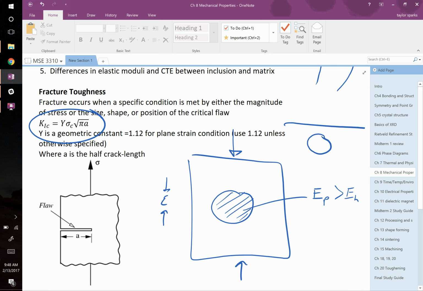For the plane strain condition, you've got the critical stress at which it fails, times the square root of pi a. And a is usually written as a sub c as well, meaning a critical half crack length. Okay? How is this useful?